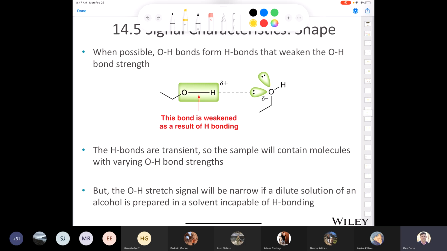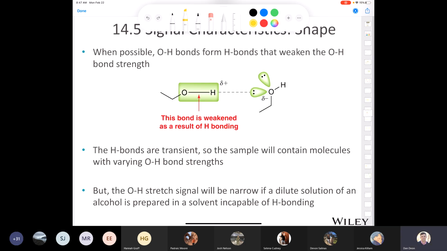Now, if you have a concentrated alcohol, they give rise to broad signals because of this weakening effect. At any given moment in time, the oxygen-hydrogen bond in each molecule is going to be weakened to a different extent. As a result, the oxygen-hydrogen bonds do not have consistent bond strengths, but rather a distribution of bond strengths, and that's why you end up with a broad signal.